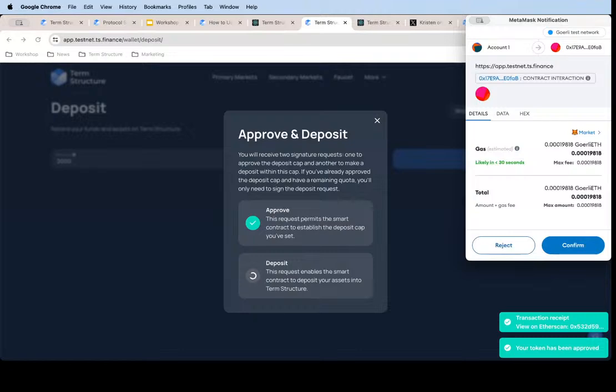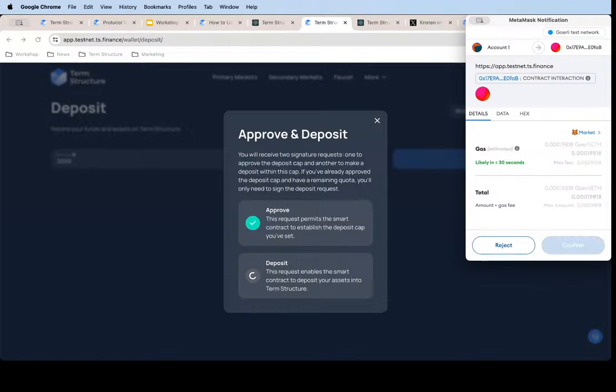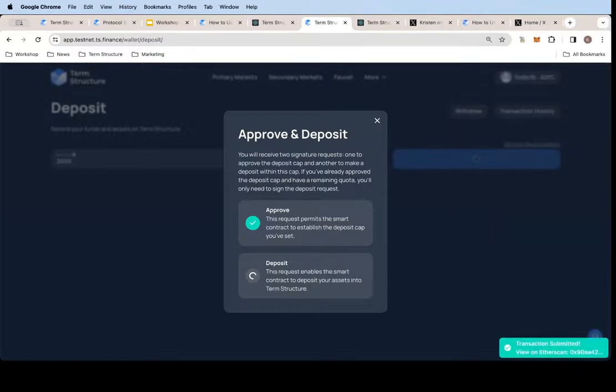So yes, you have already approved and set the spending cap. So now it's for depositing tokens onto term structures. So please check the information here. If everything is correct, just click confirm to proceed. And please wait for a few seconds for the system to process.